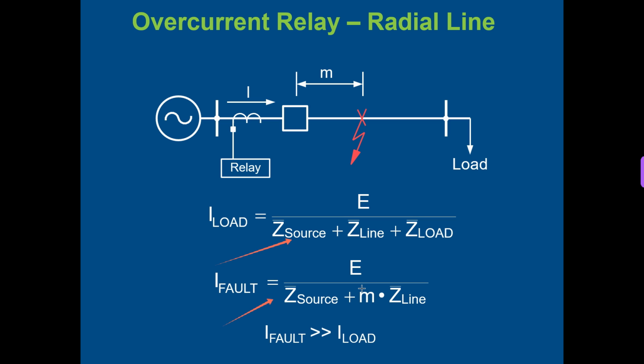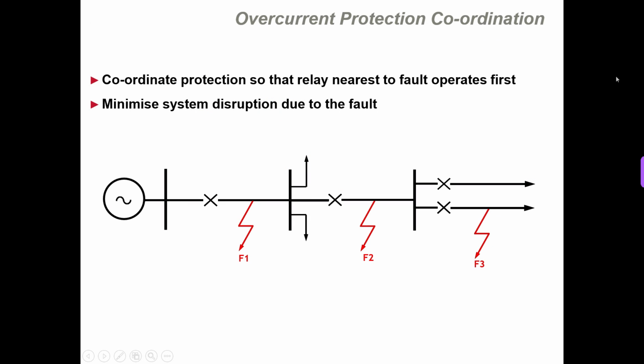So now when the fault current and load current are in the same range, then overcurrent relay coordination becomes very difficult. For example, suppose there is a fault with a very high resistance. In that case, your fault current will be comparable to the load current, and then you cannot discriminate between the two, and the coordination will be very difficult. So we will discuss this while discussing protection coordination.